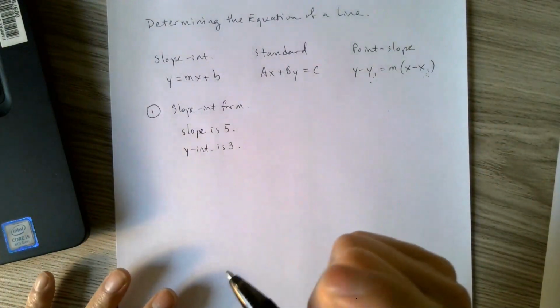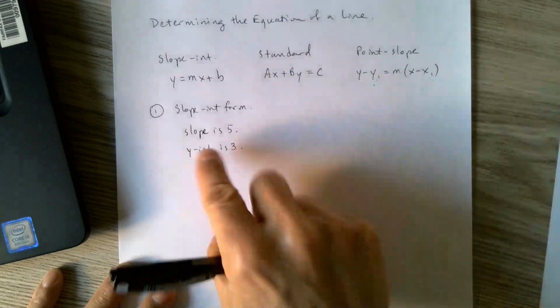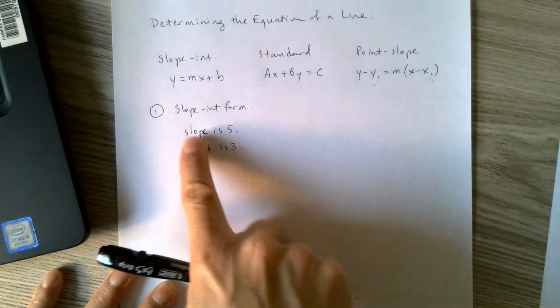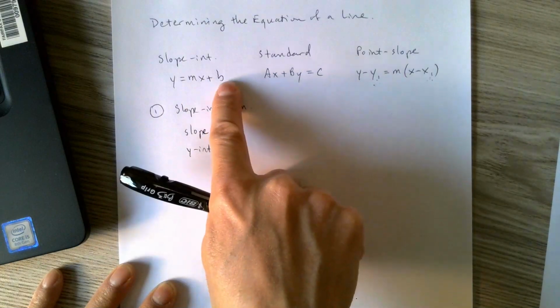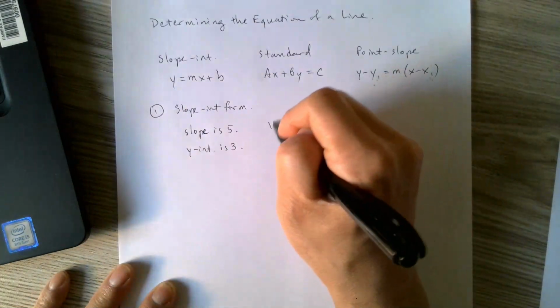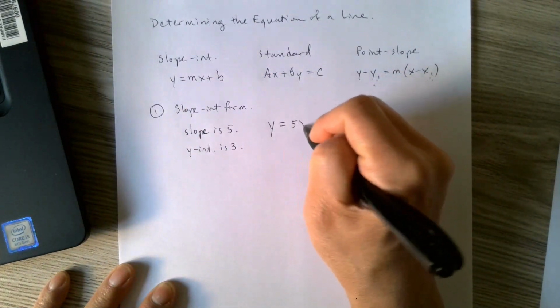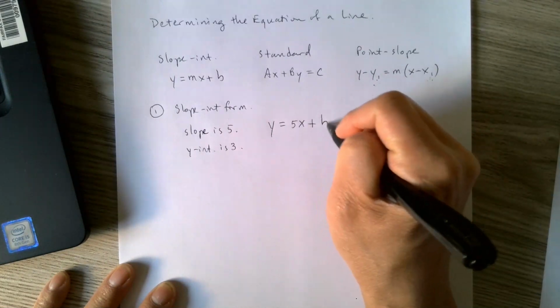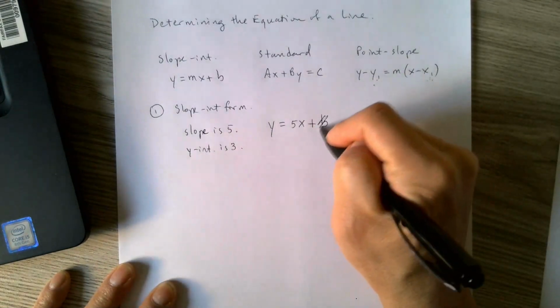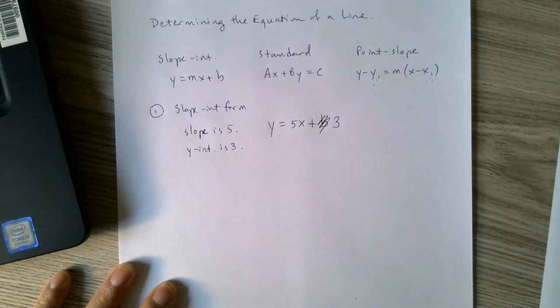Okay, I'm starting off with a softball. So I've basically given you m, because that's the slope, and I've given you b, because that's the y-intercept. So in no time, you should know that the equation of this line is y equals 5x plus 3.